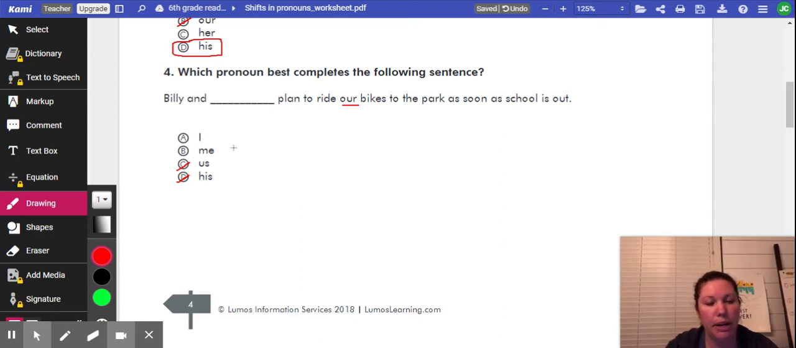Which one sounds better? Billy and I plan to ride our bikes to the park, or Billy and me plan to ride our bikes to the park? Well, I'll tell you this. Most of us say me, but it's incorrect. The correct version would be I. We say me out of laziness, honestly. Billy and me, my kids say it all the time, but it's not correct. Billy and I would be the correct way to phrase this sentence.